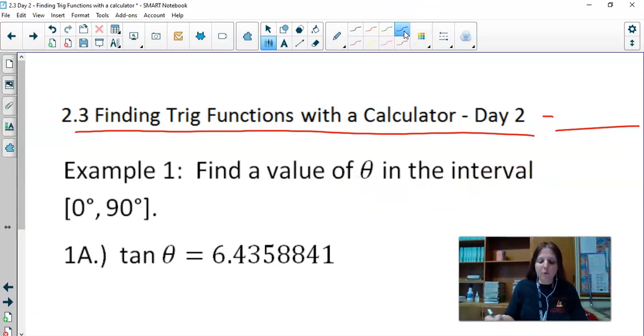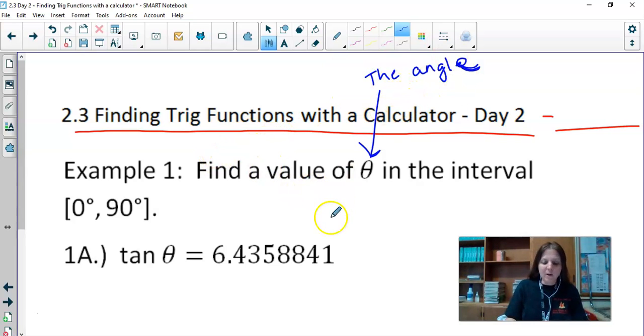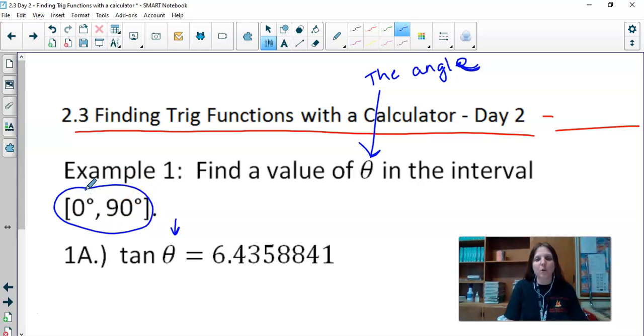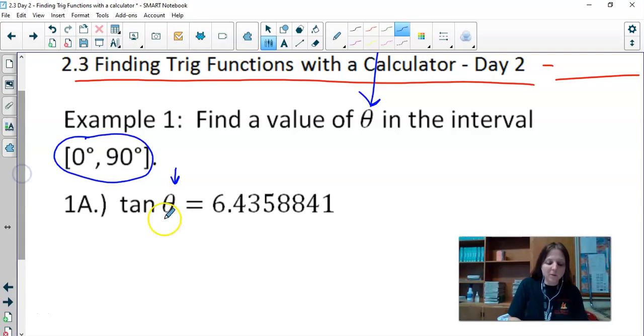So what we're looking for here is an angle. Yesterday, when we looked at these examples, we knew the angle, and what we were finding was the trig function value. Now what we have is the trig function value, and we are looking for the missing angle. According to the directions, this angle will be in the interval between 0 and 90 degrees. So we're going to start by writing out what we're looking for, which is theta. We're trying to find this missing angle. We're going to use the trig function that is given. So that's going to be the tangent.